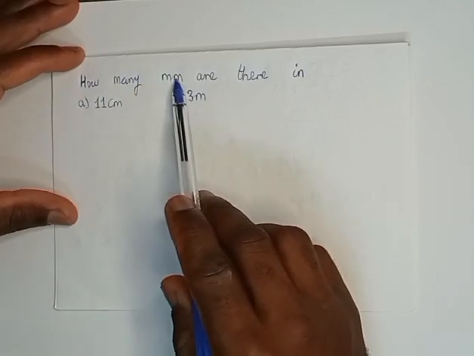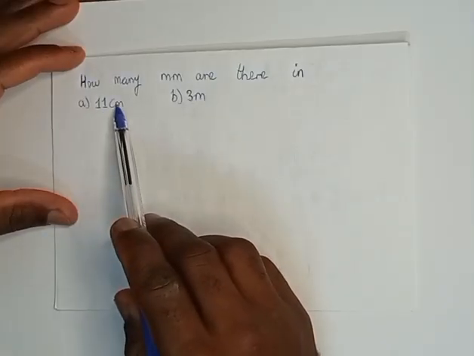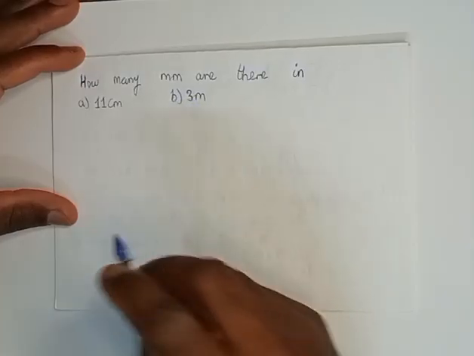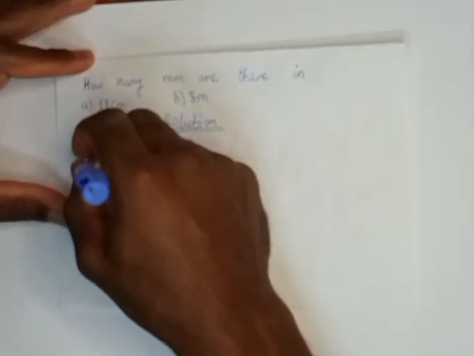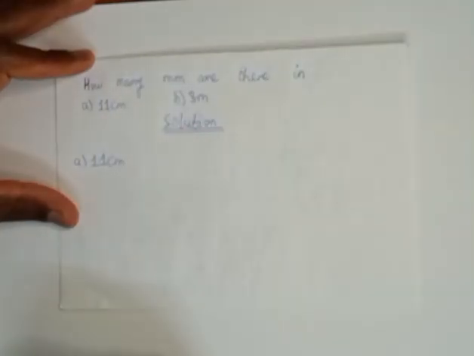How many millimeters are there in question A? 11 centimeters. Question B, 3 meters. We take down the solution. Question A, we have to convert 11 centimeters to millimeters.